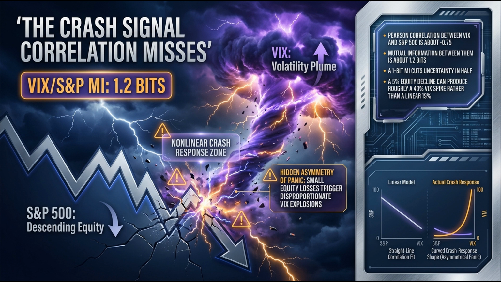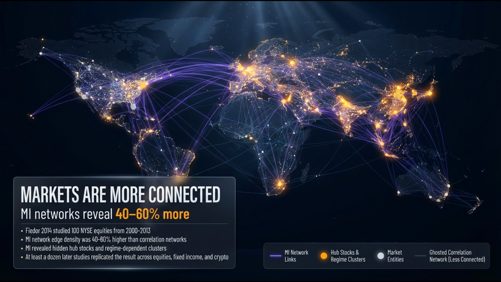Exactly, the tails. Think about how markets actually behave during a crisis. A gentle 2% drop in equities might cause a minor rise in the VIX. But a sudden 5% drop in equities? It does not yield a linear, proportional 15% rise in the VIX. No, it explodes. It yields a violent, convex 40% explosion. Pearson correlation is structurally blind to that convexity. It tries to draw a single straight line through a relationship that is fundamentally curved. Because correlation assumes normal distributions.